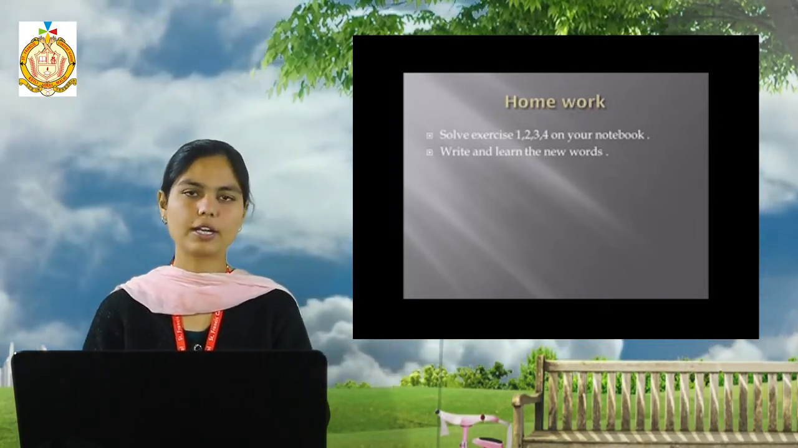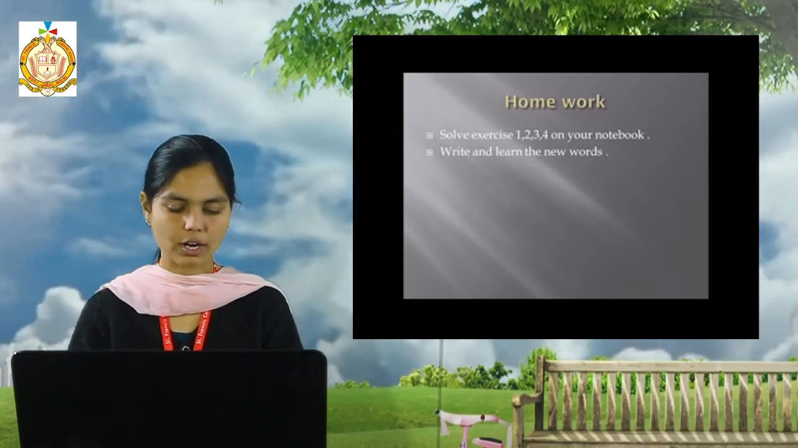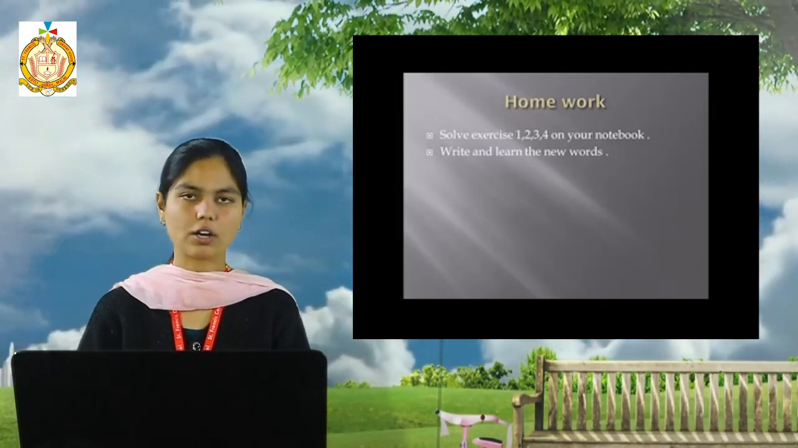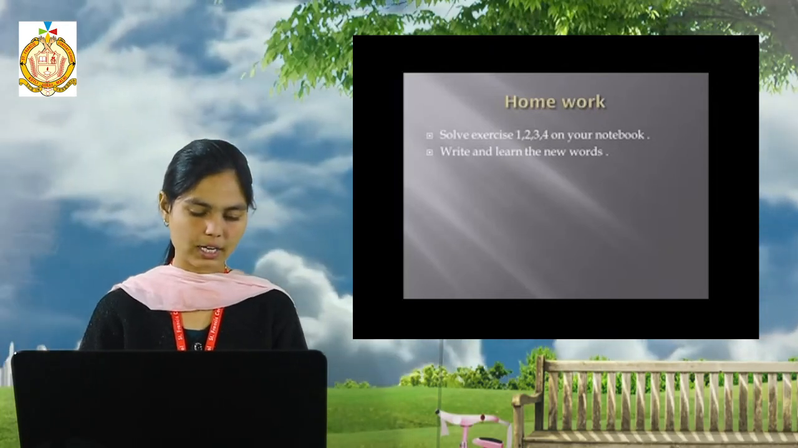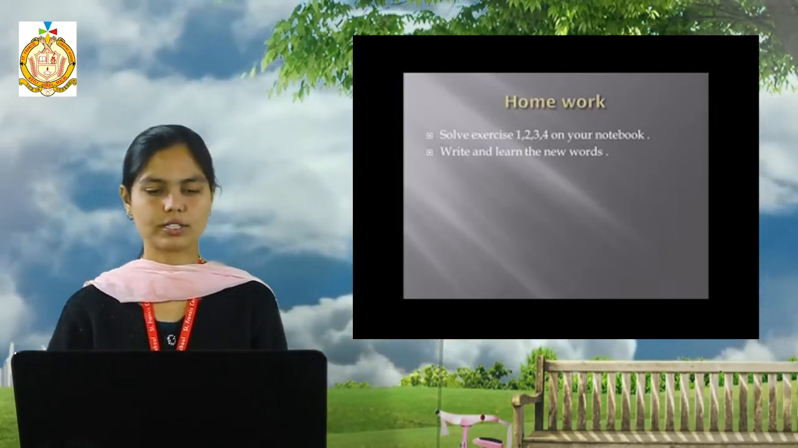Define heartbeat. What is heartbeat? One contraction and relaxation of the heart is called a heartbeat. Next one, a hot question: which blood cells are called soldiers of the body? WBC. So this is your homework.